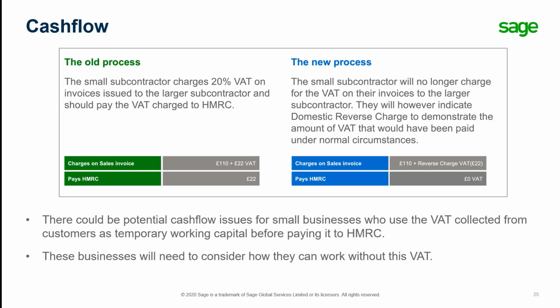So if we look back at our example of the small subcontractor, you can see that they are collecting VAT of £22 and they may not need to pay that for 3 months. In the meantime, they may use that to fund their businesses and to fund projects. Under domestic reverse charge, they will no longer be collecting this VAT, which means they may lose some of their working capital. It's important to consider this change now and prepare for that in advance of the legislation coming into force.